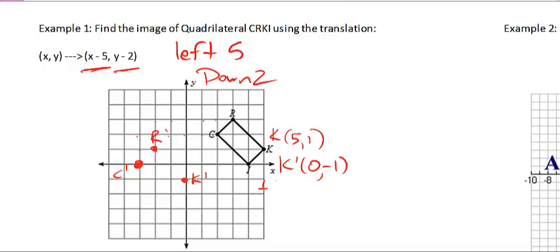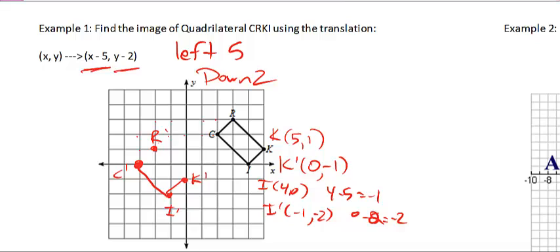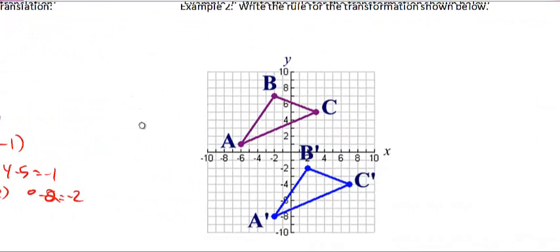If I did the same thing with I, which has the coordinates (4, 0), that means I prime would have to have 4 minus 5, which is -1, and 0 minus 2, because we're down 2, is -2. And so the point (-1, -2) should be the location of I prime. And then once I have my vertices, I can connect them, and that should be the image. So we can look at it algebraically by looking at the numerical coordinates, or simply by counting if it's something simple like that. Let's take a look at example 2 here.